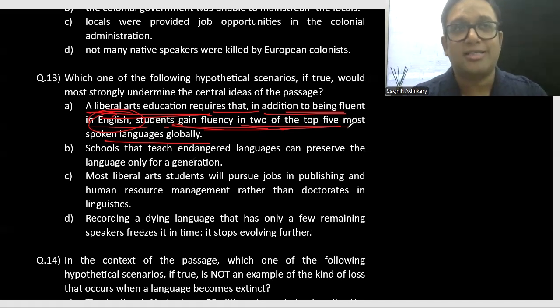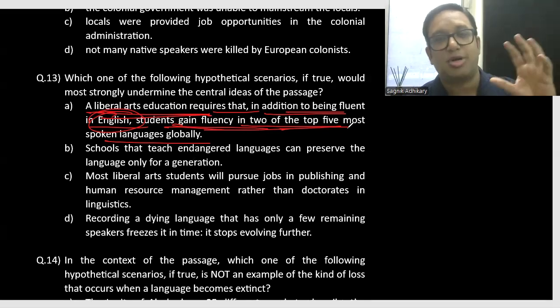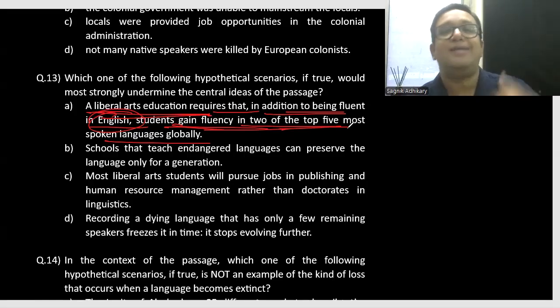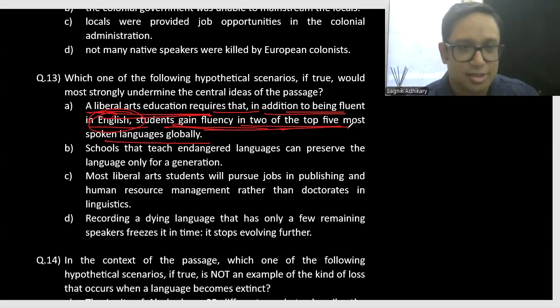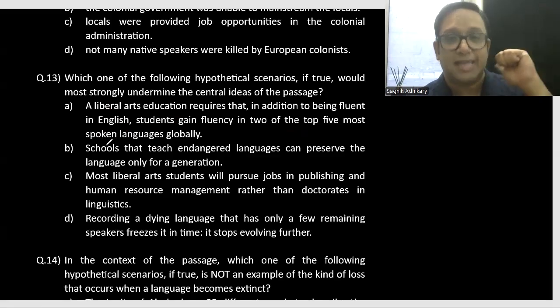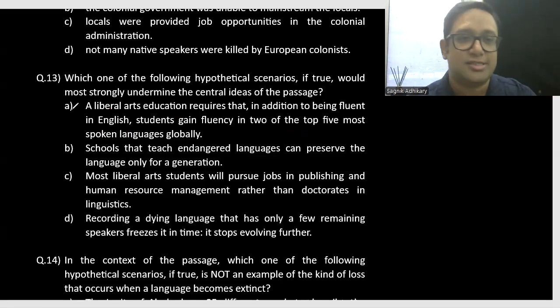Then we can correlate this to the second last paragraph, where students who were trained in a liberal art, who were trained in languages, who were taught languages, they would be able to understand different languages better, hence understand cultures better, hence their thought process, their mindset would become much more tolerant. So this is very much something that undermines the idea of English as a language killer and the dominant language necessarily killing other languages. A is a valid choice, we can qualify it.